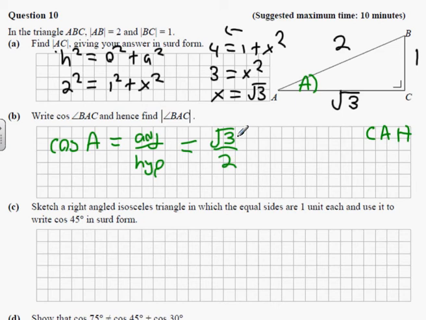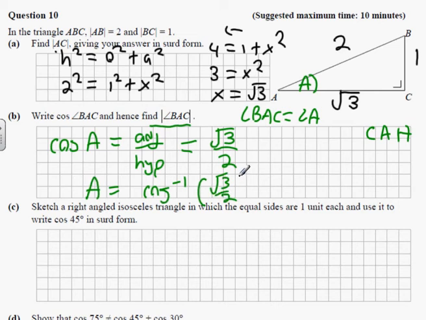Yeah. How do you find the angle BAC, otherwise known as angle A? How do you find angle A? Cos inverse of root 3 over 2. I can tell you right now it's probably 30 degrees. Is that it? Yeah.